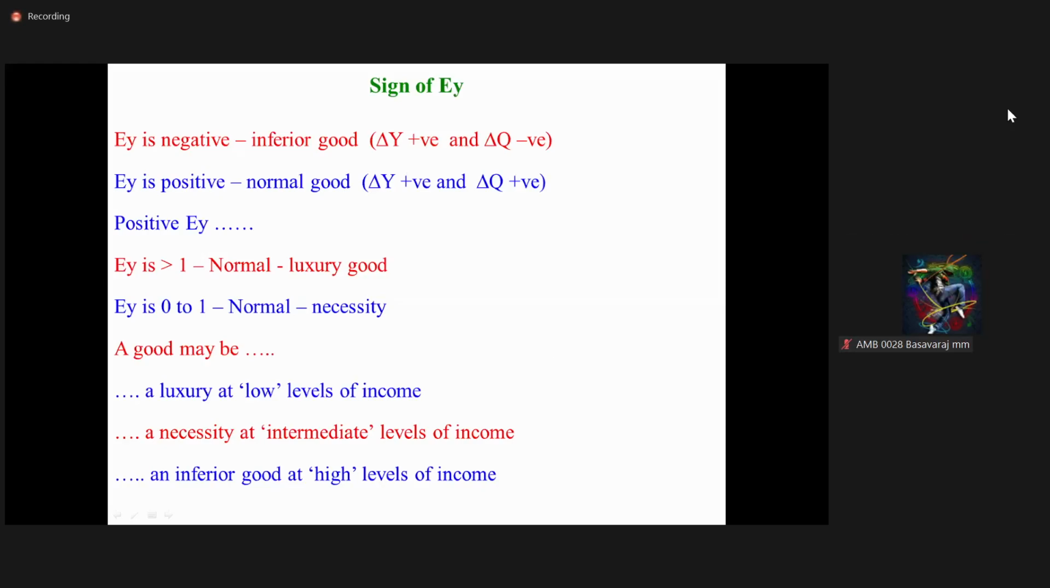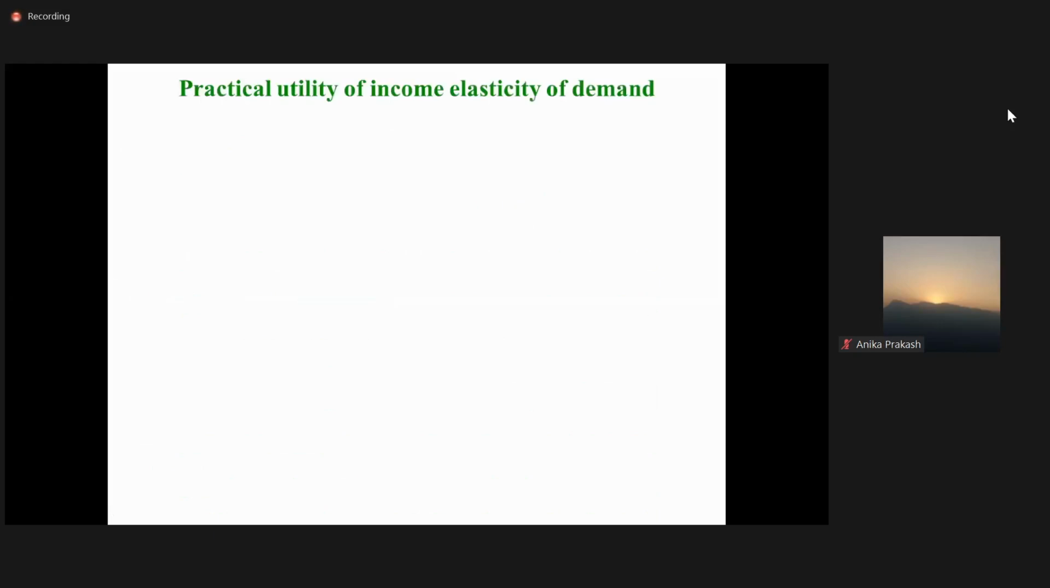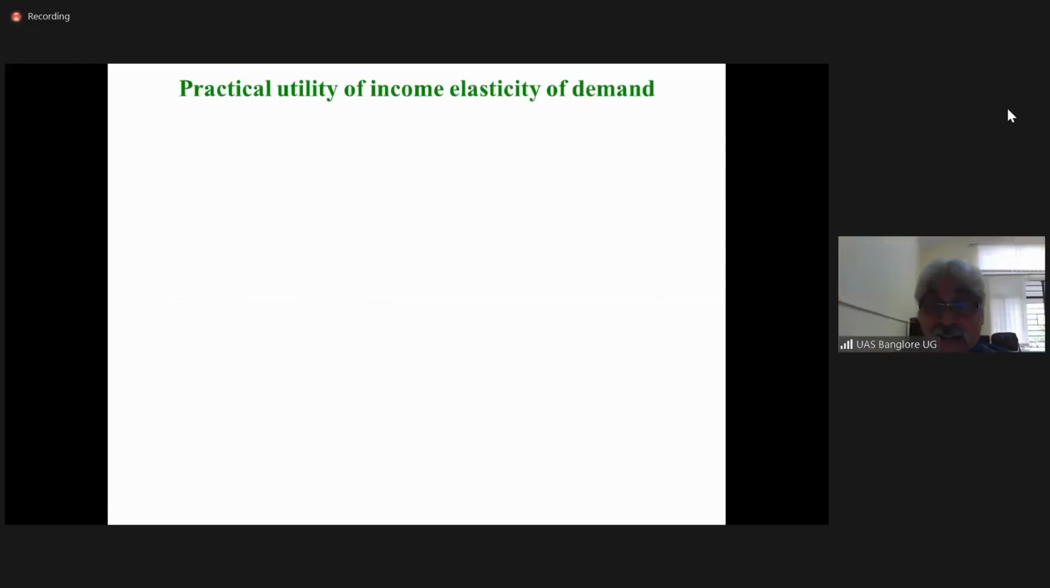Okay, good. Now, what is the practical utility of income elasticity of demand? Where is it useful?